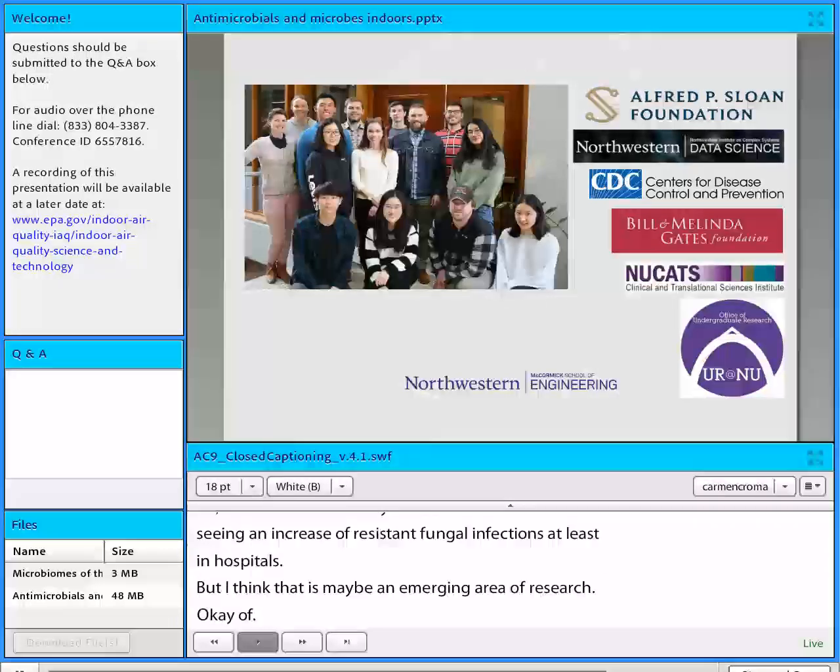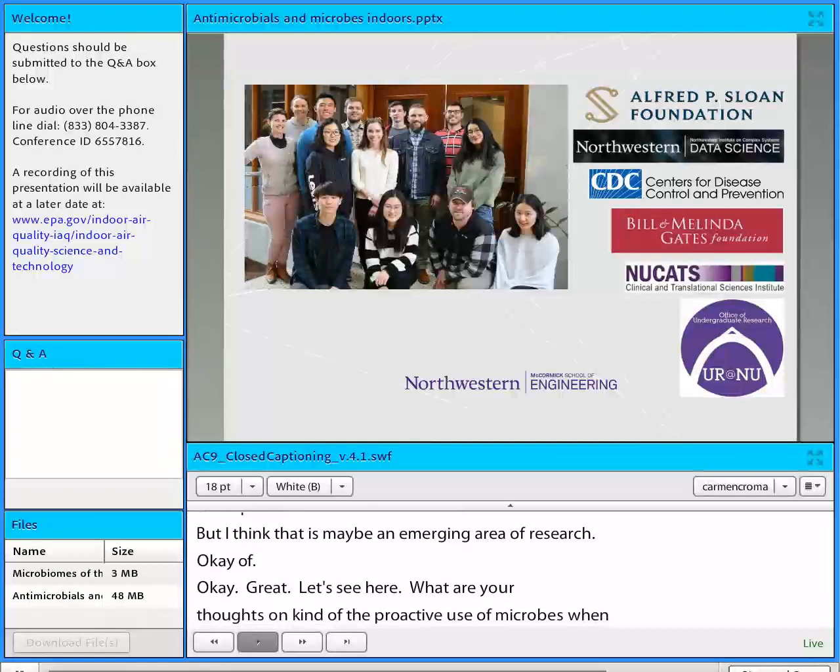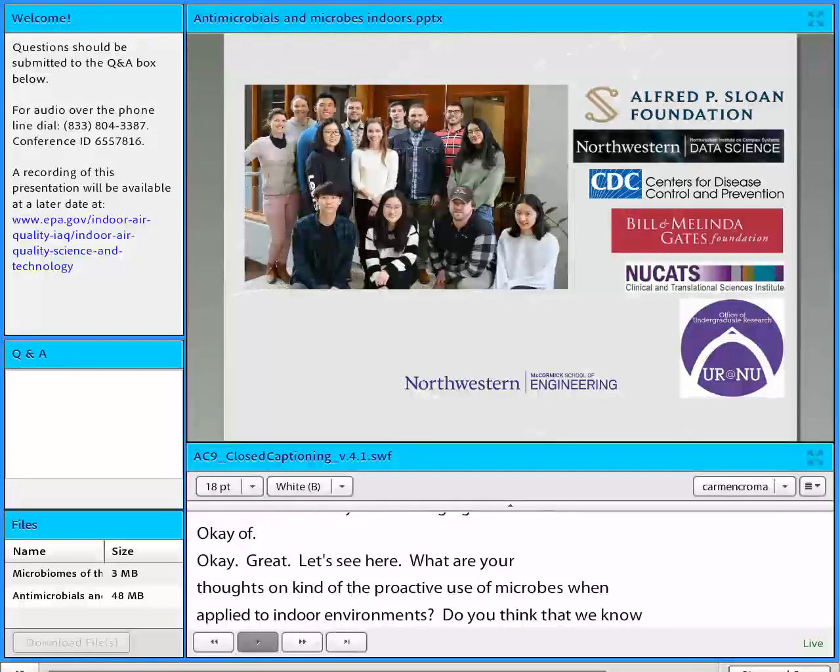Okay, great. What are your thoughts on the proactive use of microbes when applied in indoor environments? Do you think that we know enough about them that it is a recommended course of action?